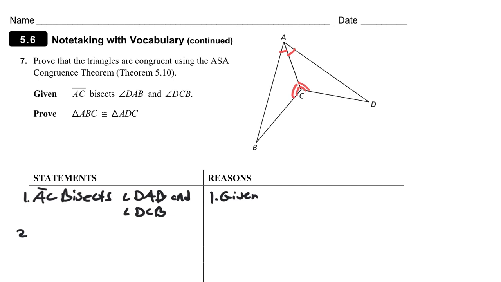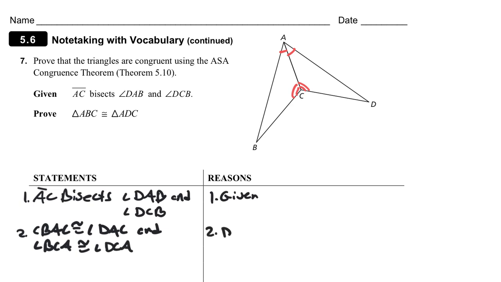So what I can do here is I can say angle BAC is congruent to angle DAC, and angle BCA is congruent to angle DCA. And that is from the definition of a bisector.